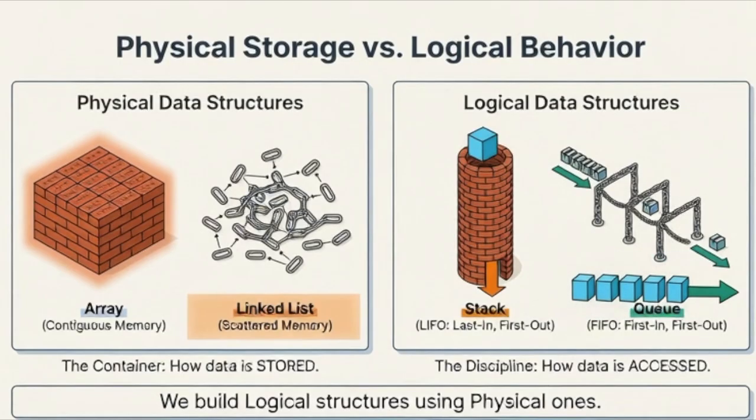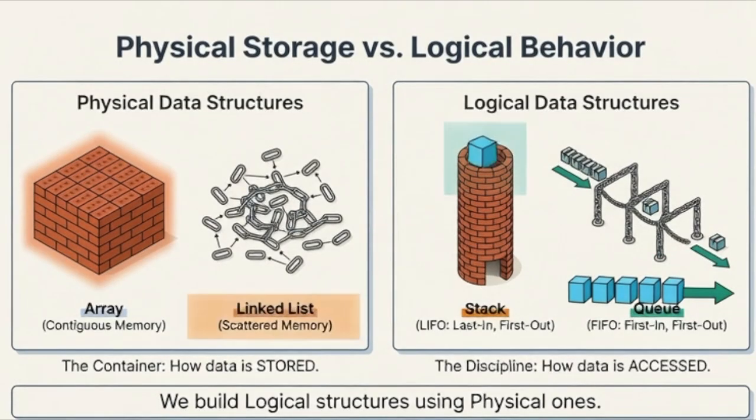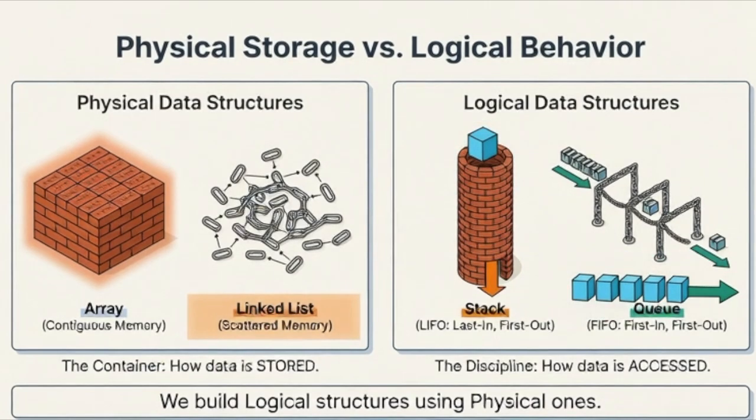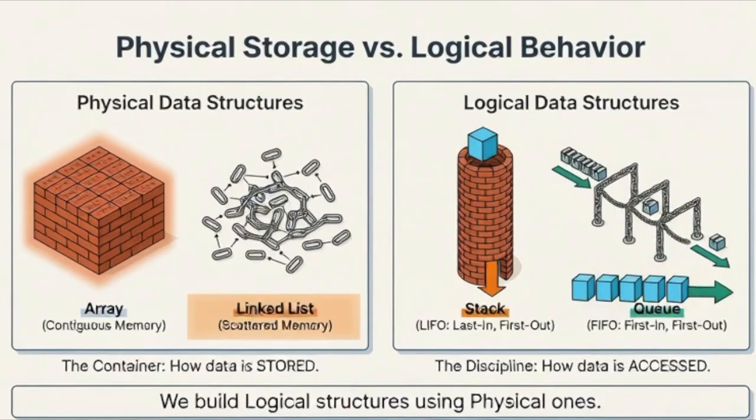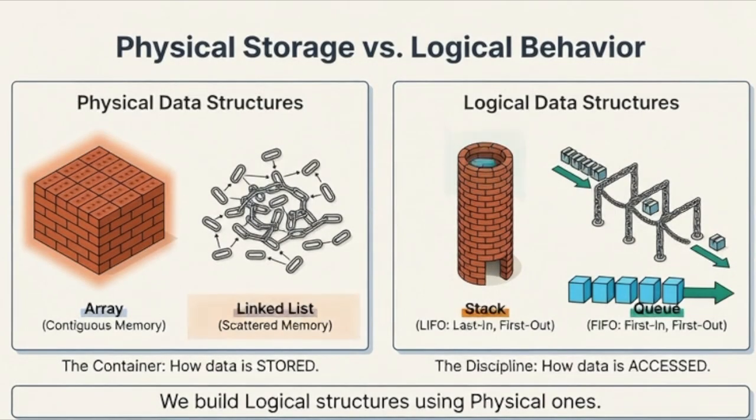Beginners often mix up how data is stored with how it is accessed. Think of a physical data structure like the container. This is your array, that is contiguous memory blocks, or your linked list, scattered memory nodes. Think of a logical data structure like stacks and queues as the discipline, or the rules, we apply to those containers. You can build a stack using an array or using a linked list. The behavior remains the same, but the underlying mechanics change. We are going to build both today.